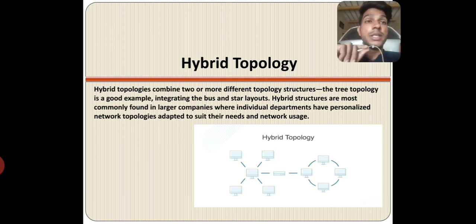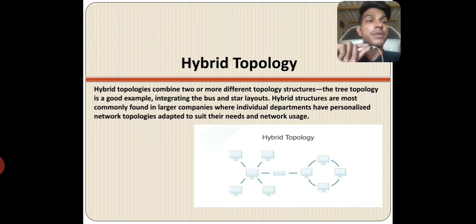So the last one is hybrid topology. You can see in this diagram how hybrid topology is arranged. I am going to define hybrid topology: it combines two or more different topology structures. The tree topology is a good example, integrating the bus and star layouts. Hybrid structures are most commonly found in larger companies where individual departments have personalized network topologies adapted to suit their needs and network usage.